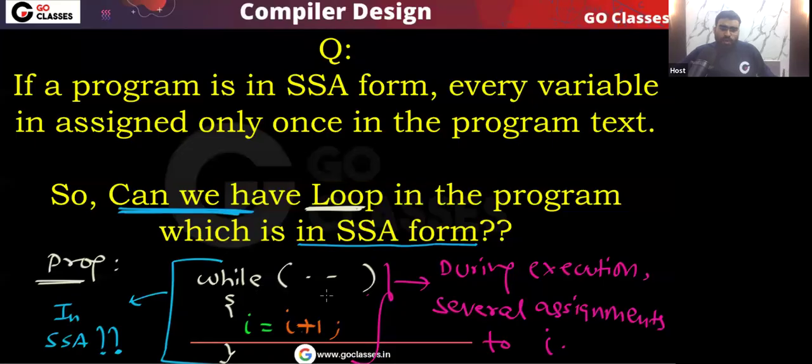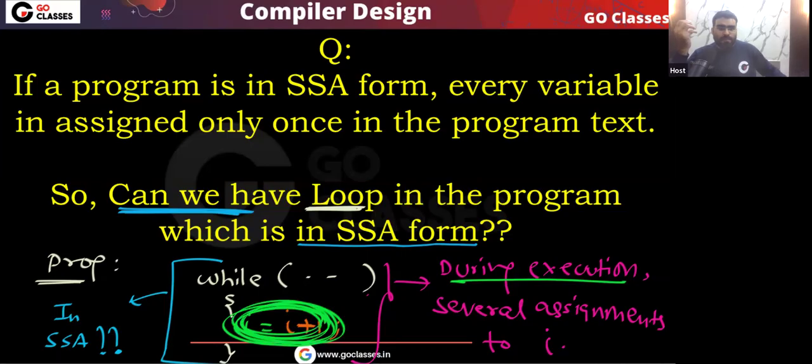Of course we can have a loop. There is no problem here. Why are you running the program? I'm just confusing you, saying that during execution this assignment will happen many times. But we don't care about execution. The name is static. Is this clear? Please let me know. Are you getting this point?